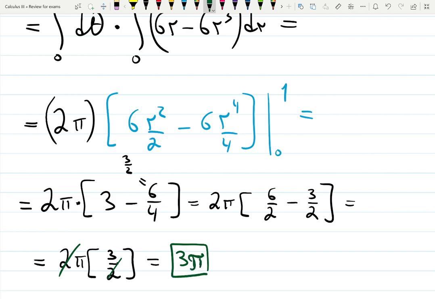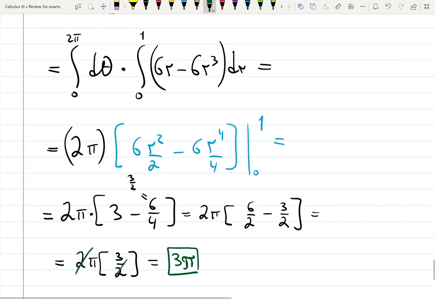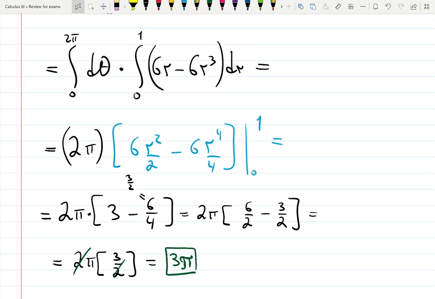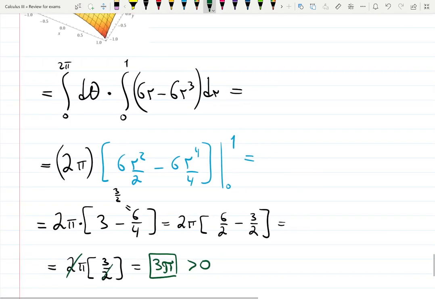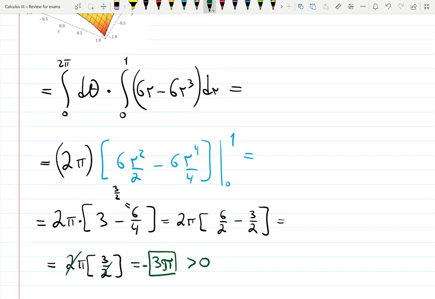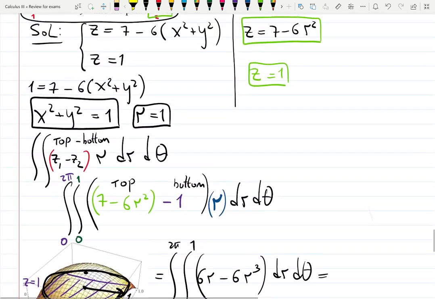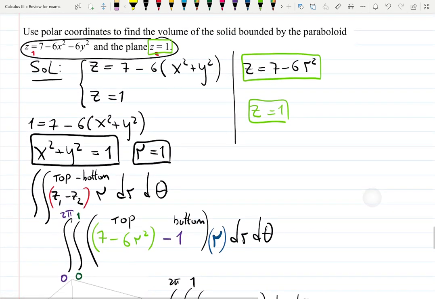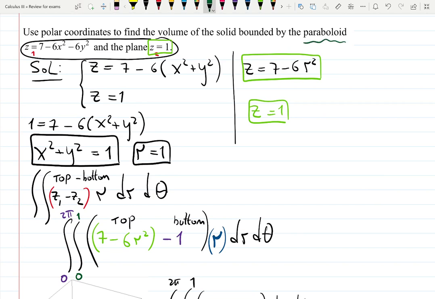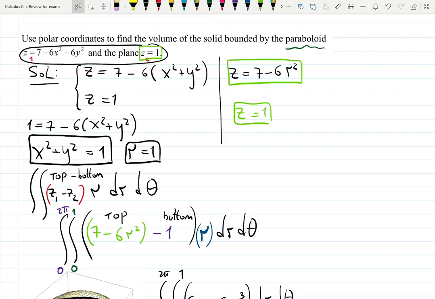Keep it as 3 pi. No need to approximate pi, but if you want, it's 3.14159, so it's something like 10 point something. Very nice, and the volume is positive, so my order was correct. If you get a negative volume, for example negative 3 pi, then just go back and switch the order, because it's very possible that the plane is higher than the paraboloid. That's fine. A small mistake like this is not too bad. You just switch which surface was at the top and which surface was at the bottom. Good job for working hard.